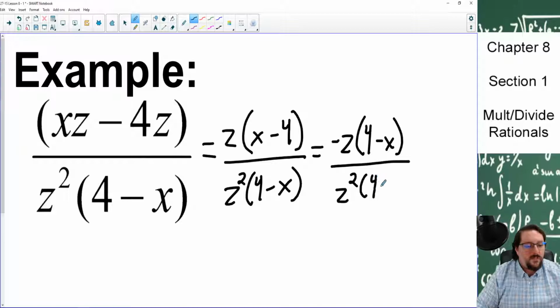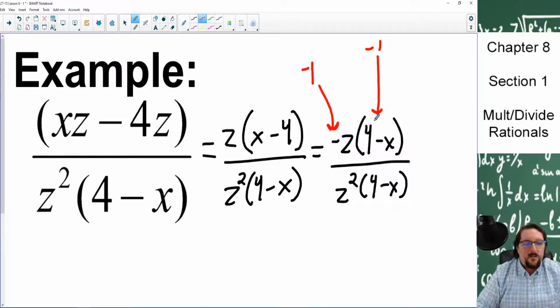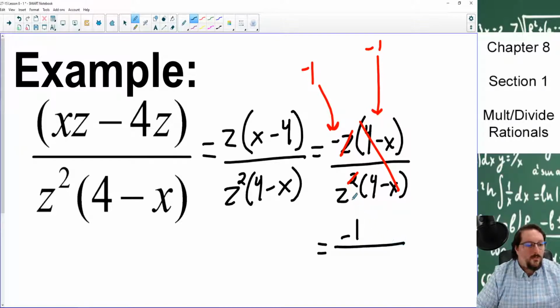Now this looks a little sneaky, but you'll see that my first -1 came in right there, and my second -1 flipped this from being x minus 4 to 4 minus x. As long as you introduce both of them on the same side of the fraction bar, you're good to go. And so again, 4 minus x and 4 minus x cancel. I have a single z here that can cancel one of the z's out. We'll be left with -1 over z.